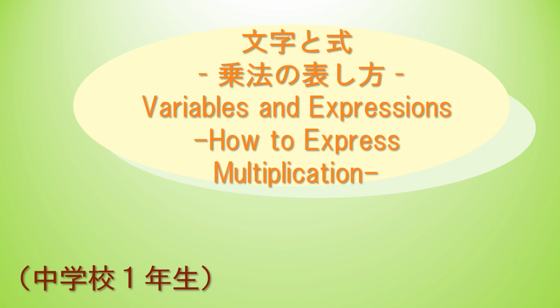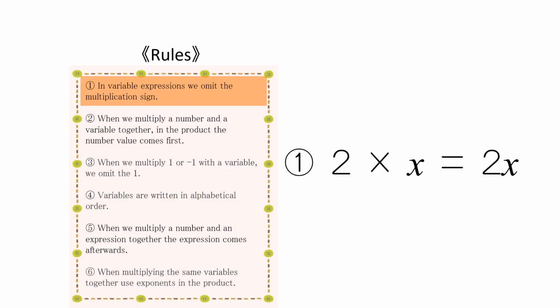In this lesson, let's learn about expressing multiplication of variables and expressions. 文字と式、乗法の表し方。The first rule is that in variable expressions, we remove the multiplication sign. 2 times x becomes 2x.